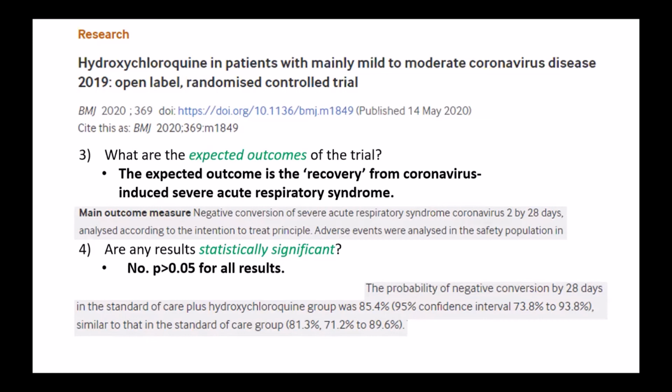So the fourth question, probably the most interesting, is, are there any results that are statistically significant? So do these results mean anything? Unfortunately for this study, the authors did not find any results to be statistically significant. And they said that individuals who received normal hospital care along with this drug, the probability of those who recovered was 85.4%. And those who only received hospital care without the drug recovered at a rate of 81.3%. At a statistical level, there was no difference.